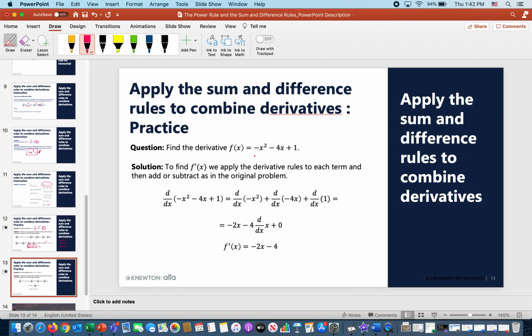One last problem to take a look at. So I'm going to have the derivative of negative x squared. That's negative 2x minus 4. And there we go.